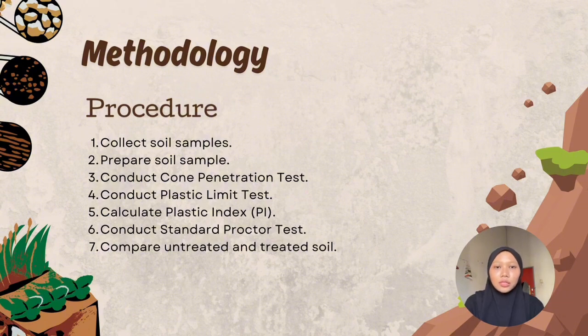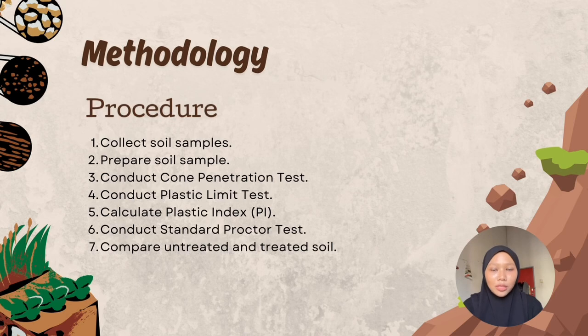After that, we conducted the cone penetration test to determine the consistency and strength of the soil by measuring its resistance to penetration. Then, we performed the plastic limit test to determine the moisture content at which the soil changes from a plastic state to a semi-solid state. Using the results from the Atterberg limit test, we calculated the plasticity index by subtracting the plastic limit from the liquid limit. The plasticity index indicates the plasticity and compressibility of the soil.